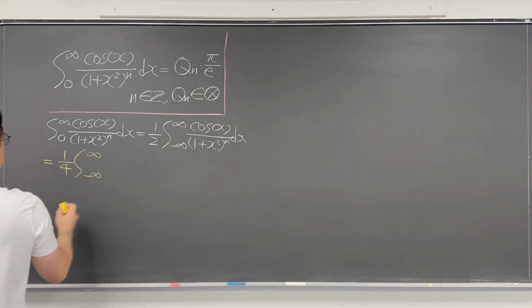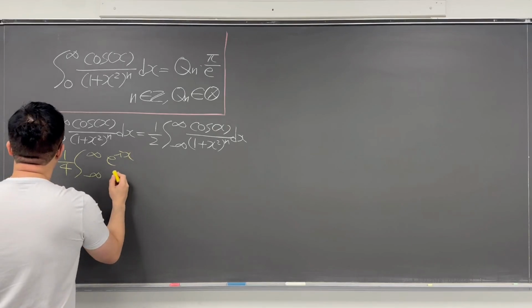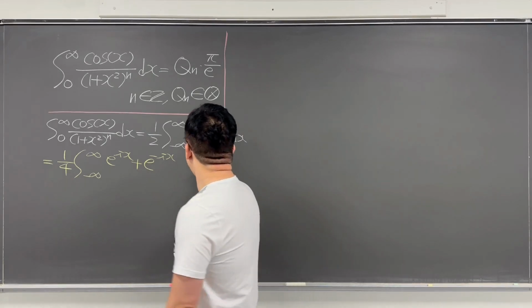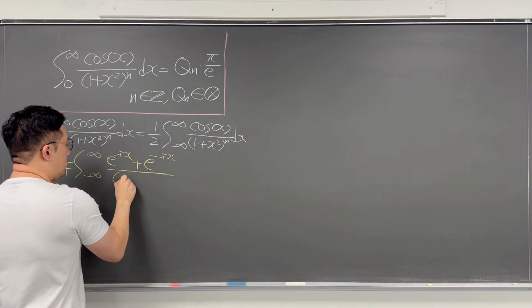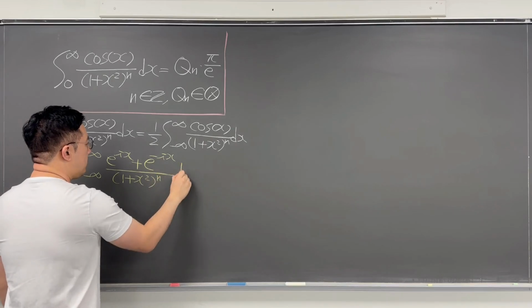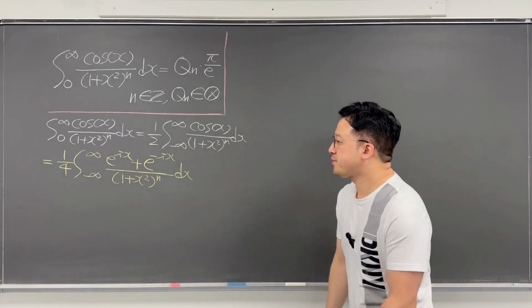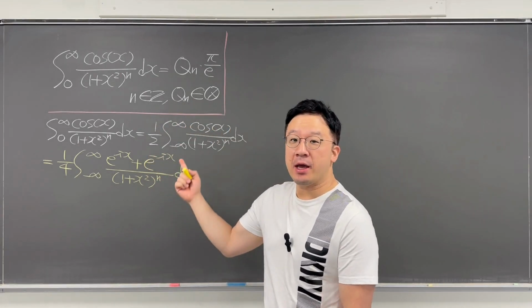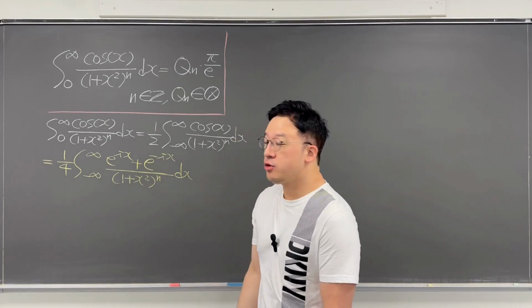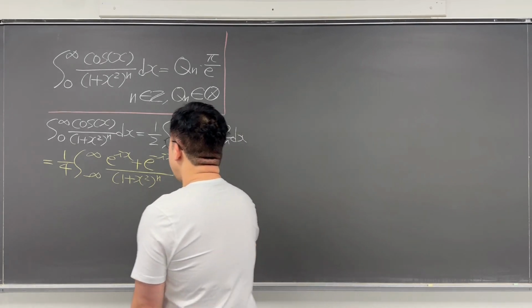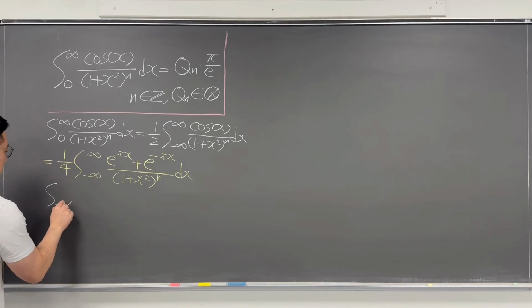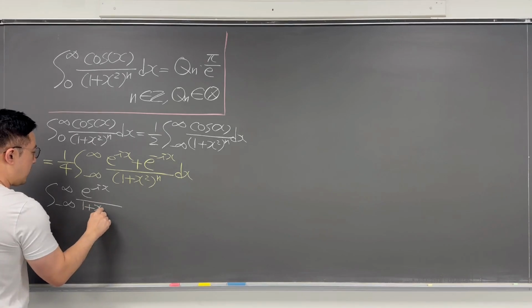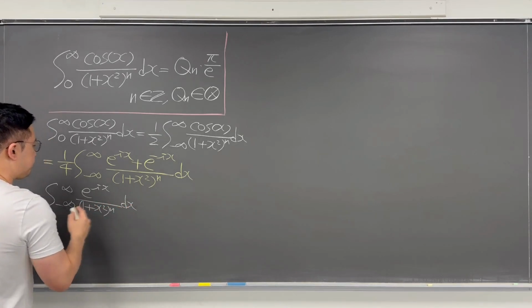Then the integrand has to be e to the power of ix, plus e to the power of negative ix, and then that divided by your denominator still, (1 plus x squared) to the power of n, and then we have dx. Then let's talk about this integral from negative infinity to infinity of e to the power of ix over (1 plus x squared) to the power of n, right? So we're interested in the integral from negative infinity to infinity of e to the power of ix over (1 plus x squared) to the power of n dx.